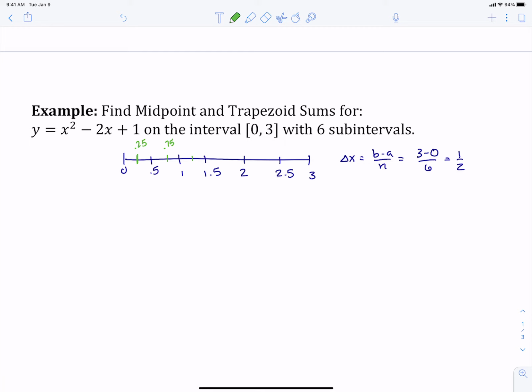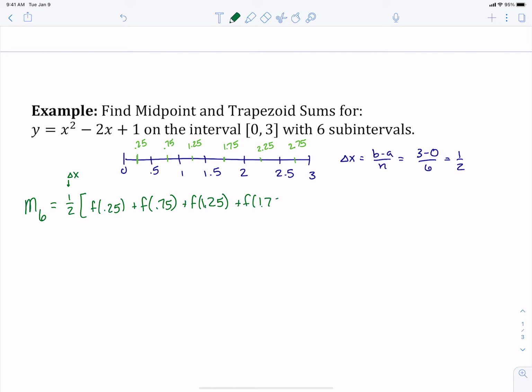So again, you can take your two endpoints and average them, or oftentimes on ones like this, it's pretty easy to figure out on your own what each of those midpoints are. But those 6 midpoints, those are what we're going to use to find the heights of our rectangles. So our midpoint with 6 subintervals, it's going to be 1/2, that's our delta x, times f of 0.25, f of 0.75. So each of these midpoints plugged into our function.